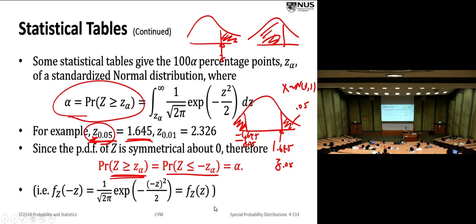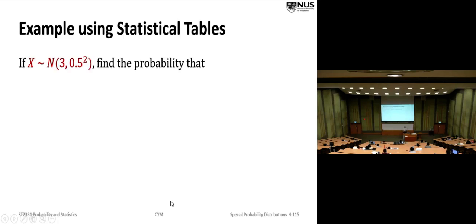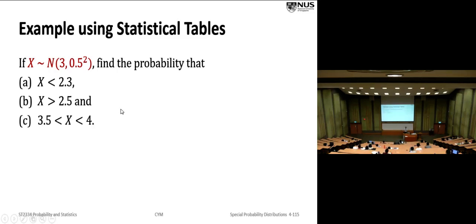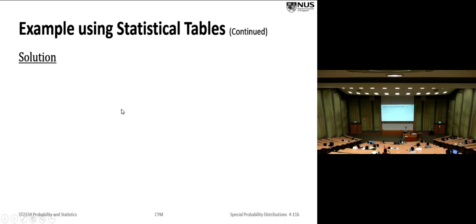Of course, because of symmetry, the PDF at minus z is the same as at z. It doesn't matter whether you put z here or minus z, it's the same PDF. Okay, so for example, x is normally distributed with mean 3 and standard deviation 0.5. Then what's the chance that x is less than 2.3, or greater than 2.5, or between 3.5 and 4?